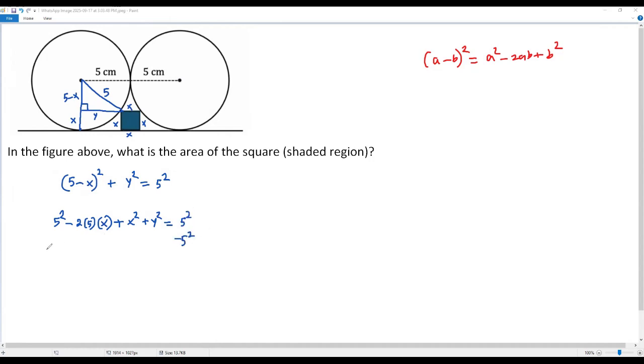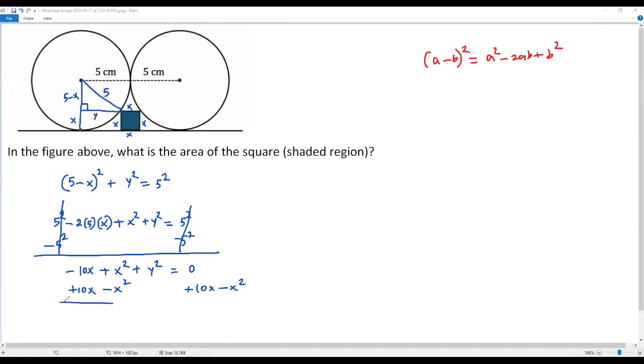Let me subtract 5 squared from both sides, because we find 5 squared on both sides. Positive value, negative value will cancel. The simplification of this one is negative 10x plus x squared plus y squared equals 0. Okay, now let's solve for y in this equation. For that, we have to get rid of this negative 10x and positive x squared. Let me add 10x to both sides. Let me do it. And also subtract x squared from both sides. Then this negative value, positive value will cancel out. Positive value, negative value will cancel out. I am getting y squared equals 10x minus x squared.